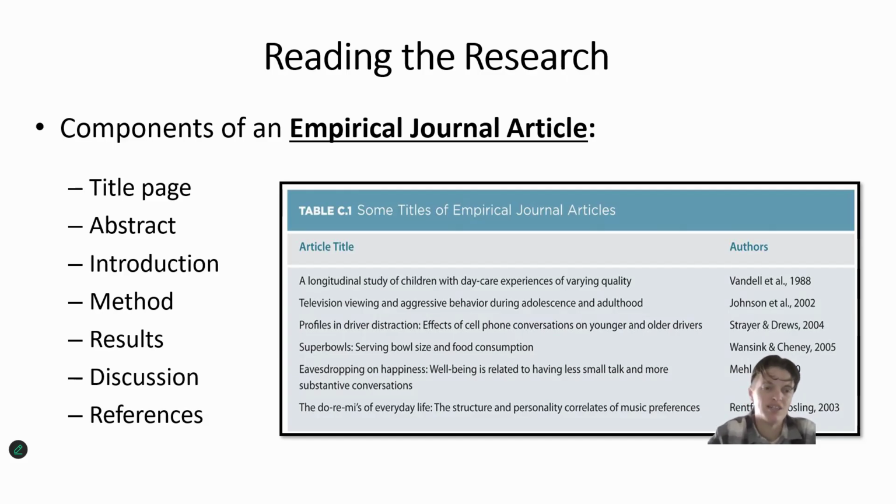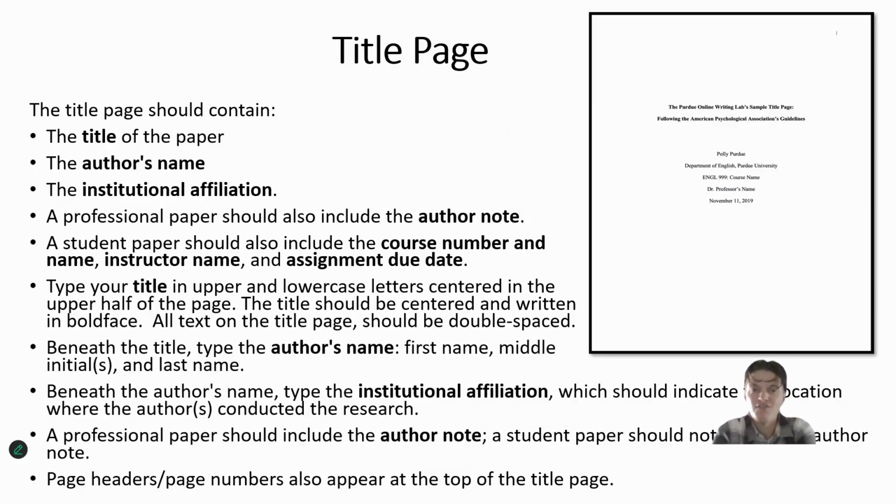So let's take a look at each one of these, starting with the title page. The first thing that you see when you look at a journal article is the title page. And it should look very much like this right here, right? It's going to have the title of the paper up here at the top, followed by the author's name, their institutional affiliation. So are they writing it as part of a college or as part of something else, right? They're going to give you what they're affiliated with so that you know. A professional paper will also have a little bit of an author note. A student paper might have the course number and name, the instructor name, and the due date, like you see right here in this example.